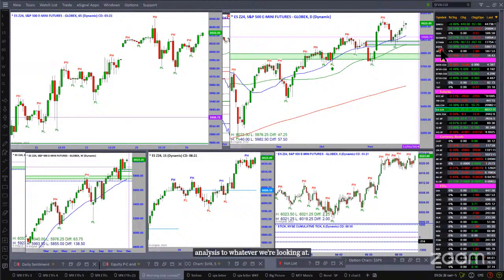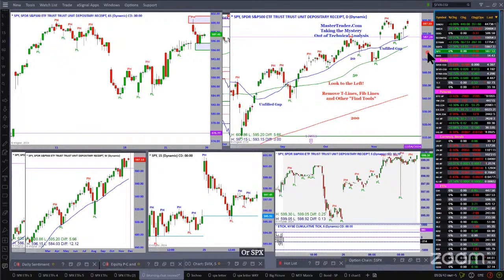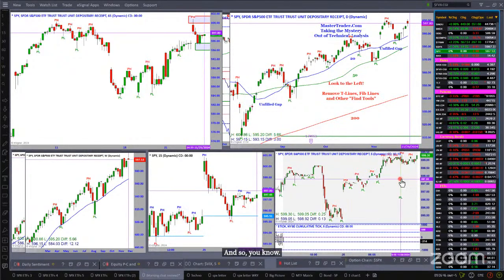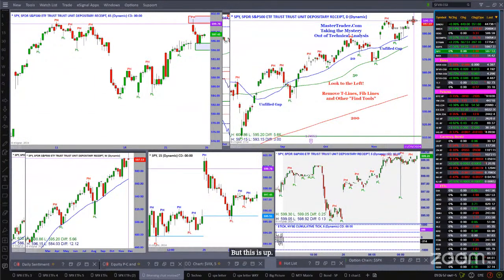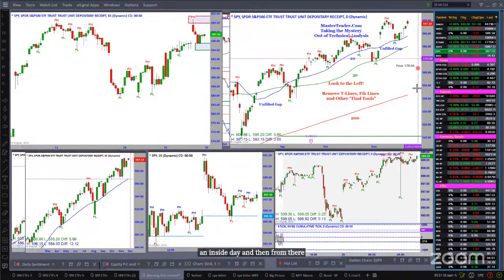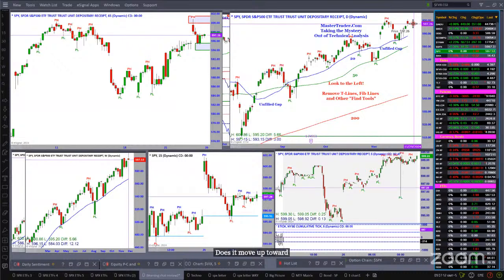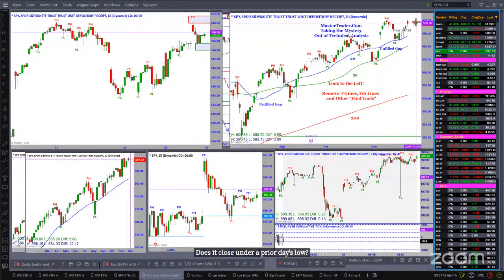As we look at, we always look at the spiders or SPX, because now we see the gaps. And we see that this is a bad tick here, an erroneous print. But this is up. You saw the gap up yesterday and it pulled back. So now we look at, where is it today? It's within yesterday's range so far. The start, assuming this is where it's at 3:30, would start as an inside day. And then from there, does it move up toward yesterday's high? Do they sell it again? Does it close under a prior day's low? Does it go sideways up there?